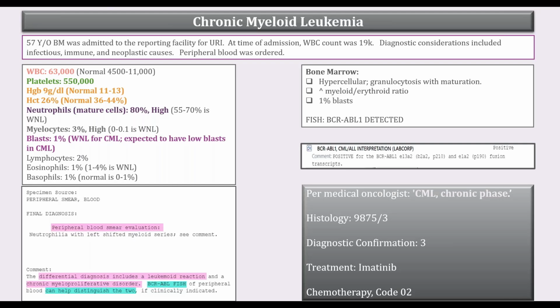So the histology here is 9875/3. The diagnostic confirmation is 3, again, always 3 when we have those genetics there. And this patient was treated with imatinib, which is a single chemotherapy agent, code 2.